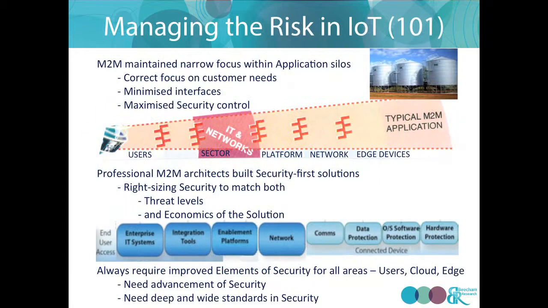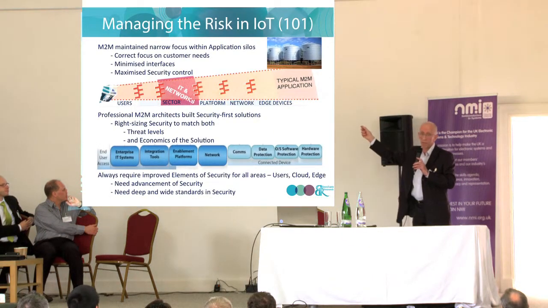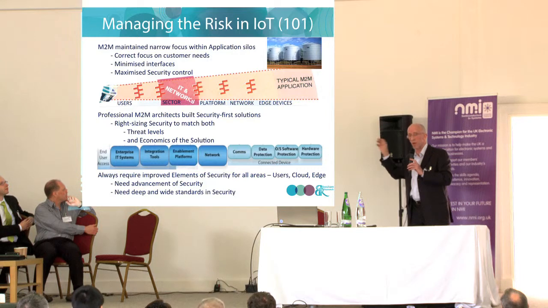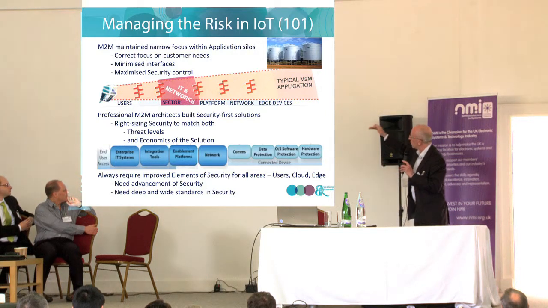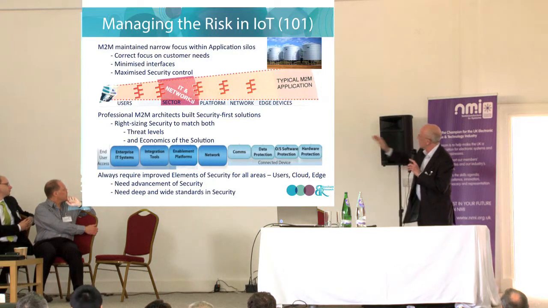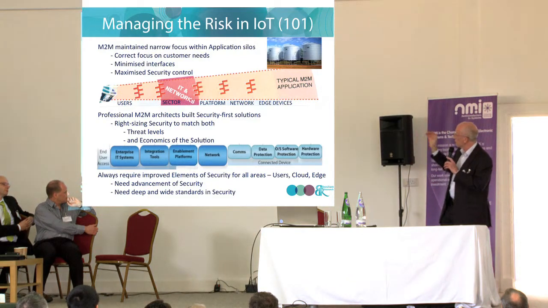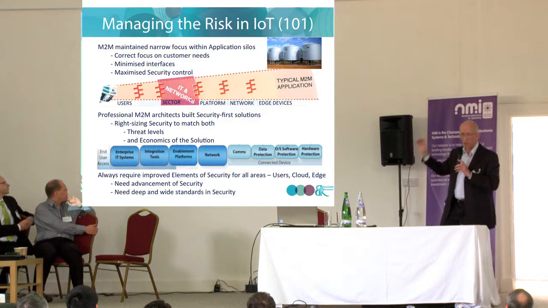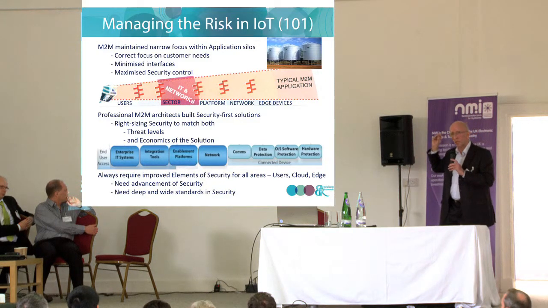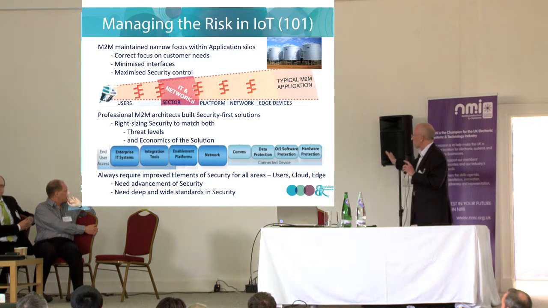of it. Managing the risk in IoT, the IoT Risk Management 101, has been done for a lot of years. It's been done successfully. People have maintained a narrow focus within application silos. So that slice that was hiding on that complex diagram is the way M2M has necessarily applied itself. It stayed fixed in a fixed area with interfaces through. So professional people have built really good security-first architectures, right-sized that security to match the threat level, right-sized it to match the economics. Sounds great.